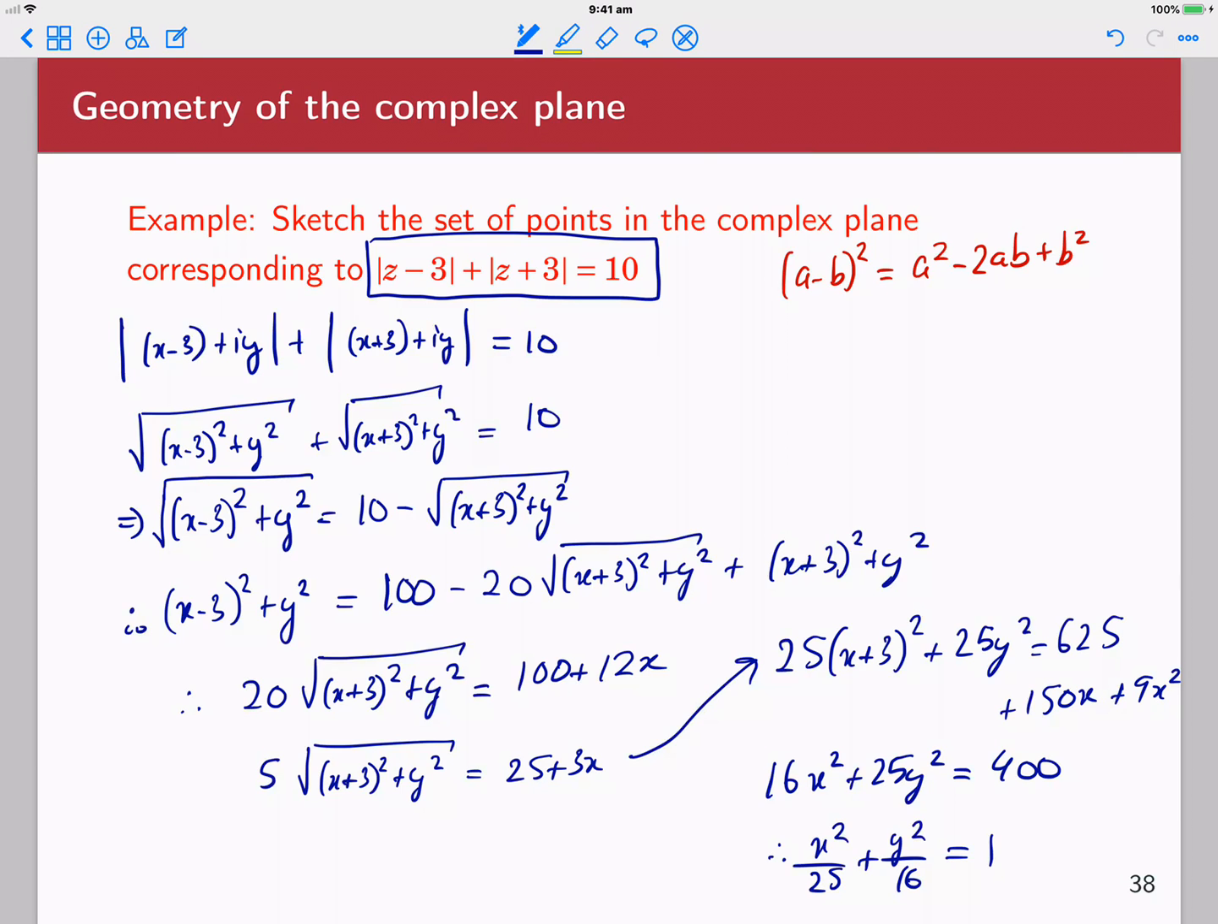And this represents the equation of an ellipse. So if I was to draw it for you, let's have a look. Across the x-axis it crosses at 5. Okay, so here it goes at 5, and on the y-axis it crosses at 4. And that's pretty much the idea.